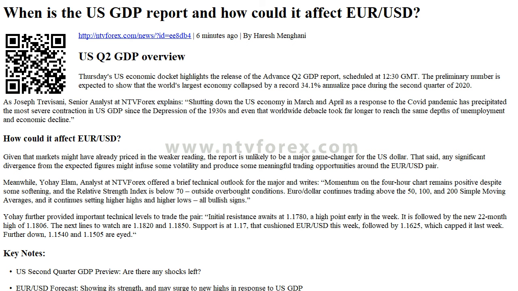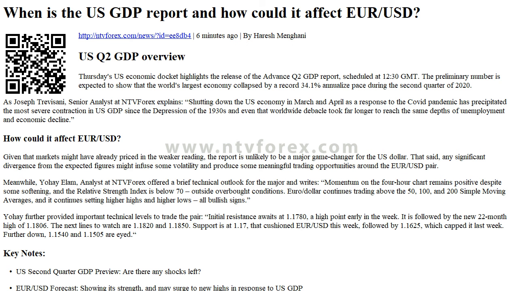the EUR USD pair. Meanwhile, Yohai Elam, analyst at NTV Forex, offered a brief technical outlook for the major and writes momentum on the 4-hour chart remains positive despite some softening, and the relative strength index is below 70, outside overbought conditions. Euro-dollar continues trading above the 50, 100, and 200 simple moving averages, and it continues setting higher highs and higher lows, all bullish signs. Yohai further provided important technical levels to trade the pair.